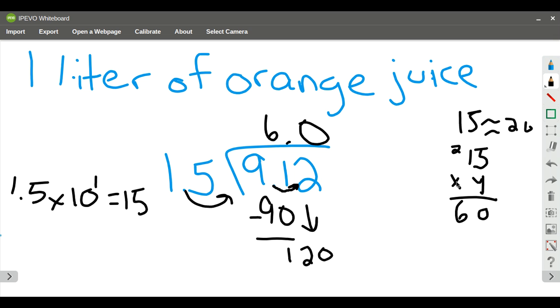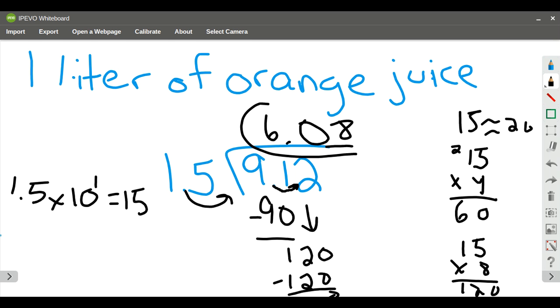So I'm going to come back over here to this 15 times 4. I got 60. So if I double that, if I do 15 times 8, I just double 60, I'm going to get 120. So 15 is going to go into 120 8 times. That's 120. I'm going to subtract. I have 0 left over. So my answer is going to be 6.08 grams of protein in 1 liter of orange juice.